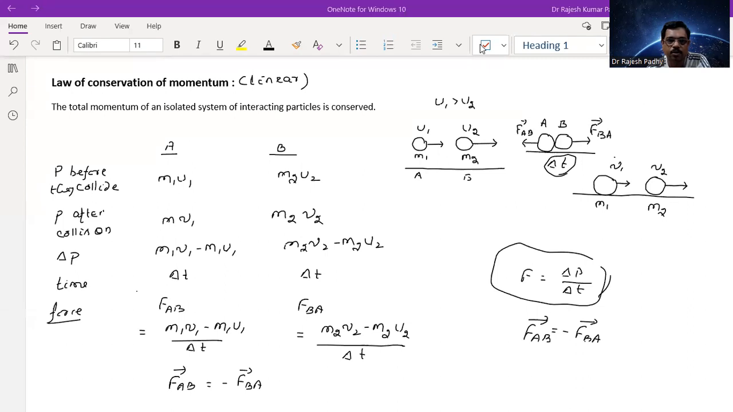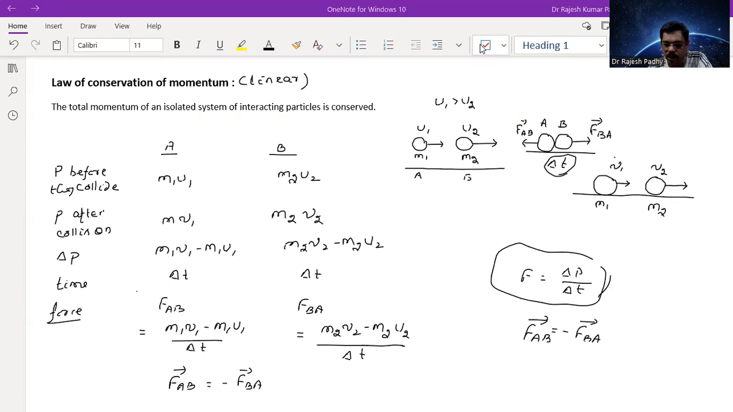Newton's third law states that to every action there is an equal and opposite reaction. Newton's second law states that force is directly proportional to the rate of change of momentum. The law of conservation of momentum states that if there is an isolated system, the total momentum will remain constant. That's why the definition is: the total momentum of an isolated system of interacting particles is conserved. Isolated system means no external force acts on the system. Whatever force is there is totally internal force.